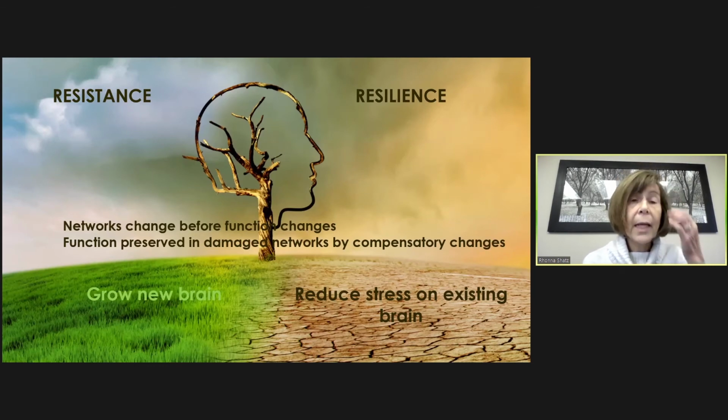So what we're really looking at in cancer-related cognitive impairment is to balance resistance factors and resilience factors. Resistance factors are things that will help us not develop any pathological change, and resilience is having the capacity to function despite the presence of those pathological changes. And we're going to be looking at growing new brain by the factors we just discussed and reducing the stress on existing brain through mitigating the effects of all those negative factors we talked about a moment ago.